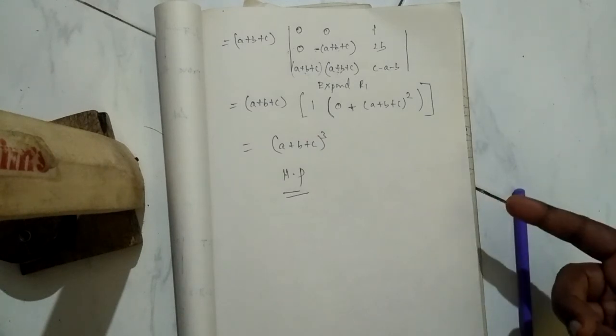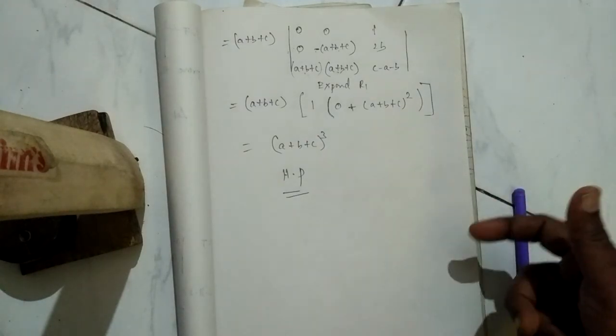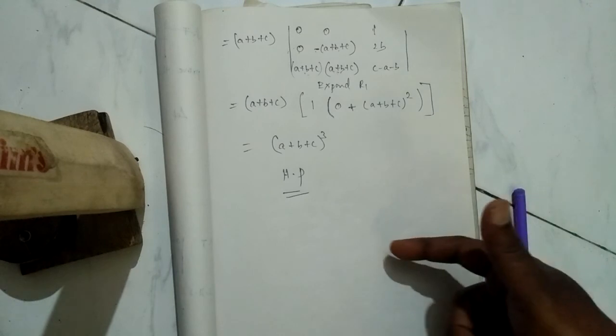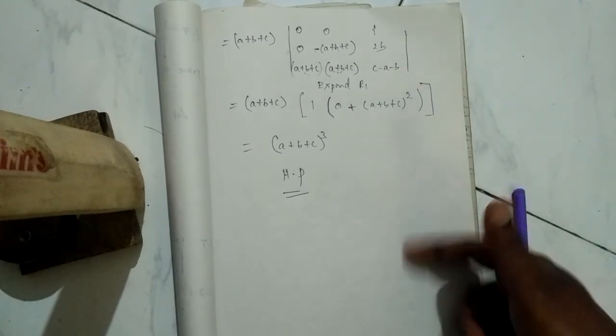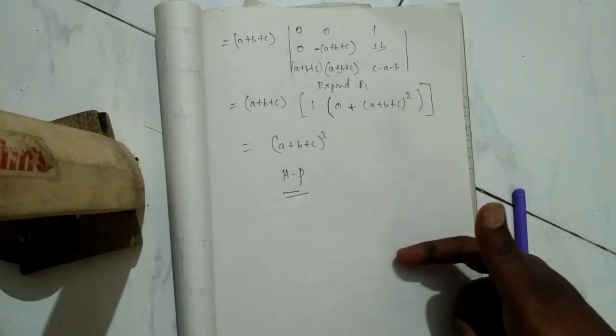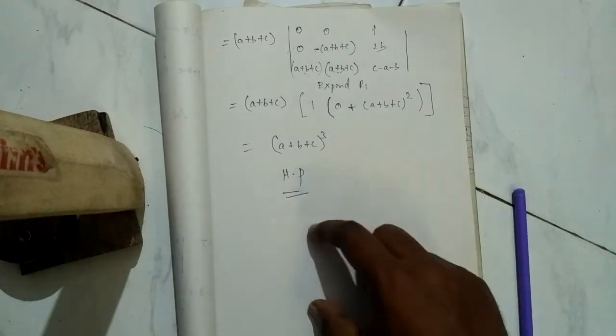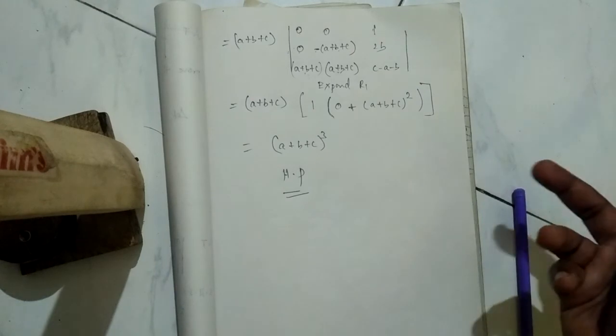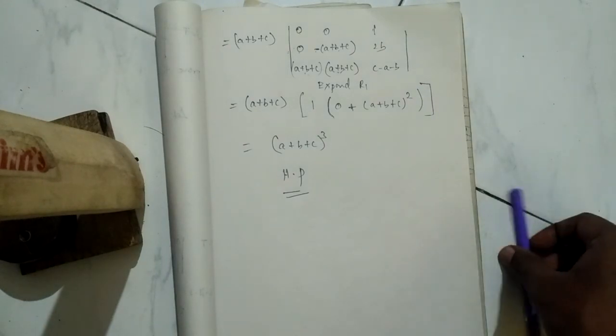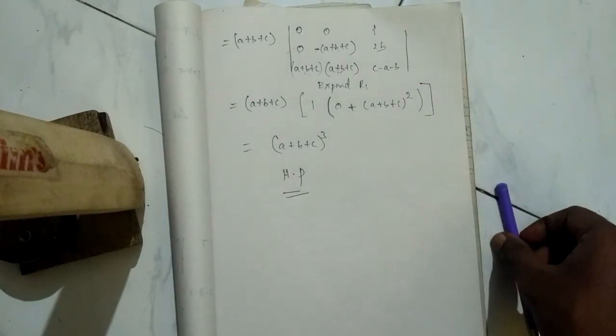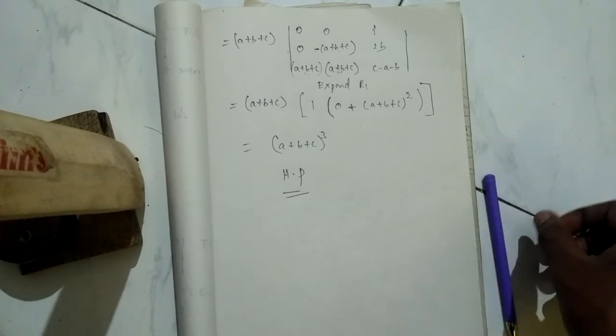Just now we have seen one property: if any two rows are the same, you can make one complete row as 0, or if any two columns are the same, you can make any one complete column as 0, right? So if any two rows are identical, the value of the determinant is 0, right? That is acceptable, fine. This is also one of the properties.